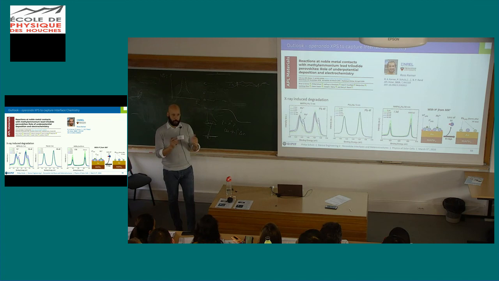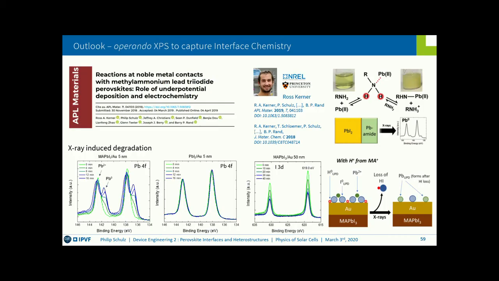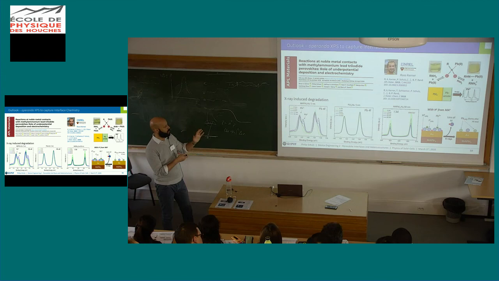So why do certain oxides not work? Particularly because you make a very acidic environment in the perovskite, so this will start etching your oxides. And this loss of HI leaves you with under-potential deposited Pb2+, and thus metallic Pb. And this is really all thanks to Ross, who did a phenomenal job at Princeton and back then also at NREL, where he looked into this reaction.